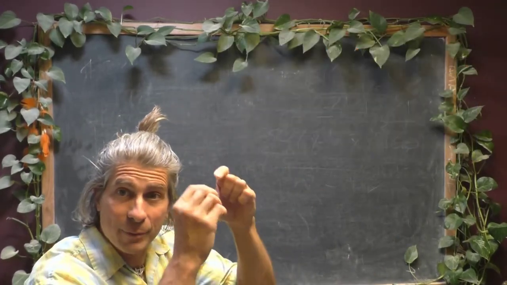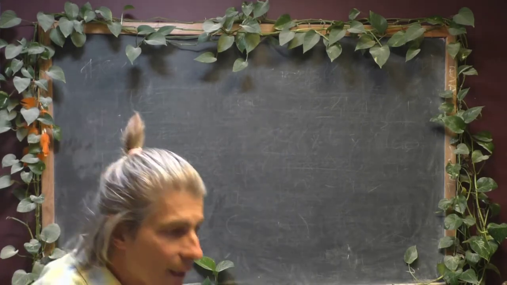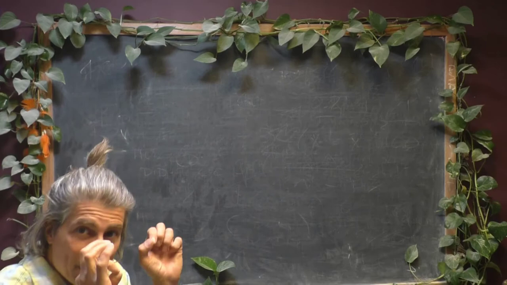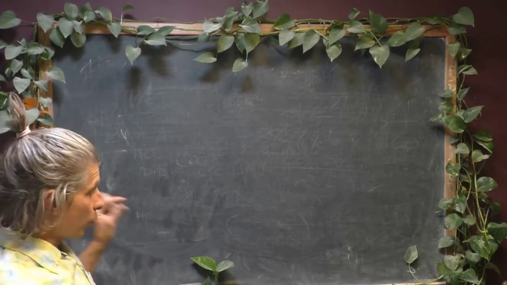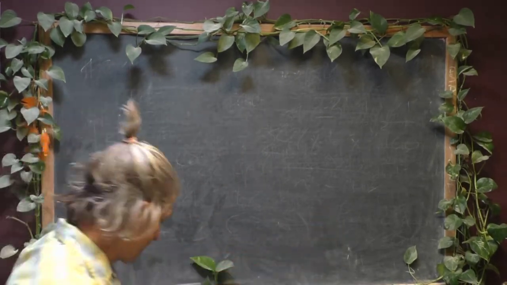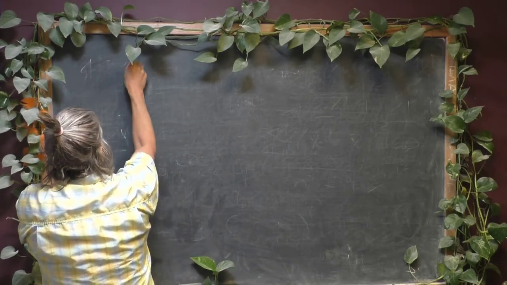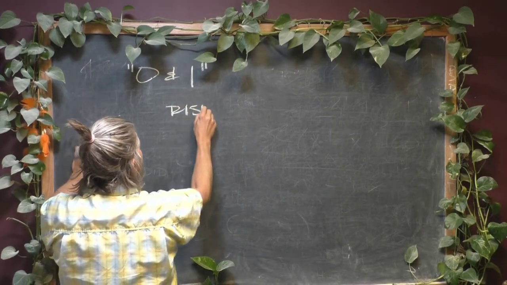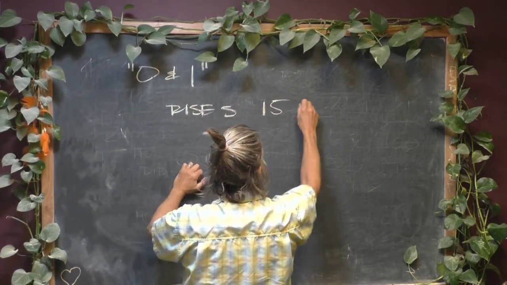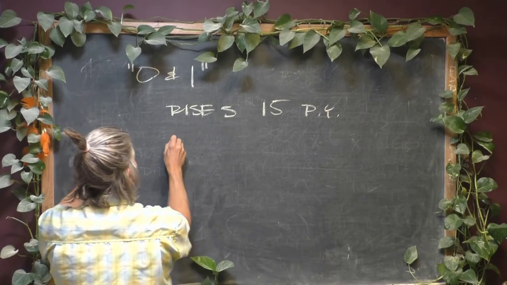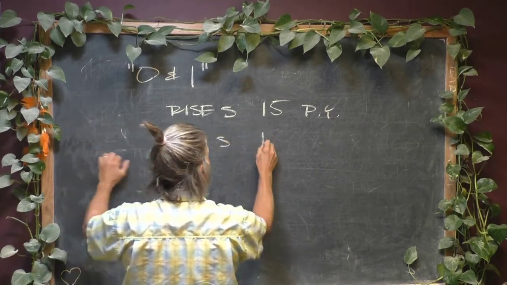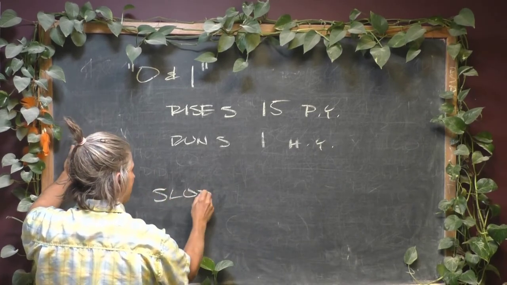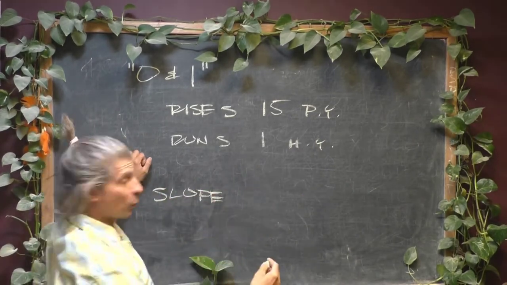So you might notice that from year 0 to year 1, the kitty or the dog picks up 15 years. That's how much it rises for the run of 1 human year. So for the first one, between 0 and 1 year, it rises 15 pet years while it runs 1 human year. So the slope is just 15 over 1.